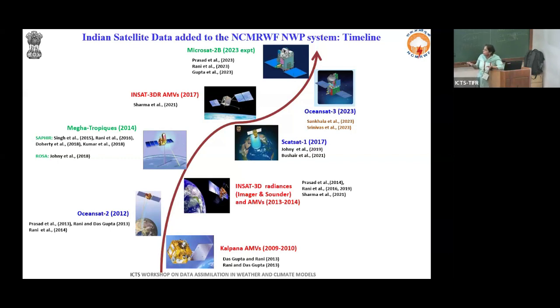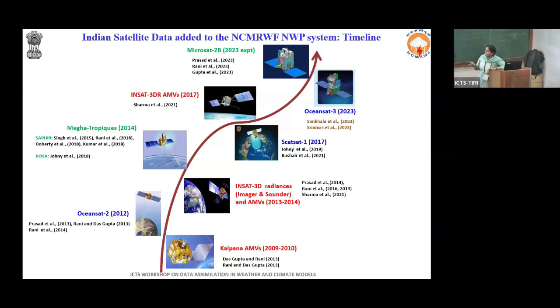So the cloud information we are getting from the AMVs. When we assimilate this imager and sounder data along with AMVs, both the clear sky conditions and the cloudy conditions are coming in, and their complementarity is coming, so we have to assimilate all these things together. Then only do we get the desired impact.